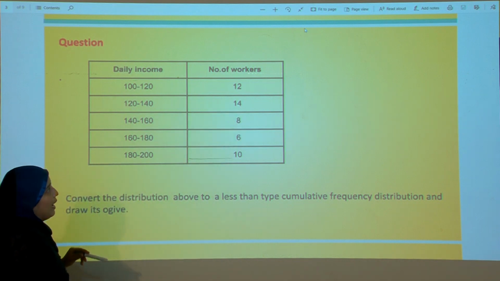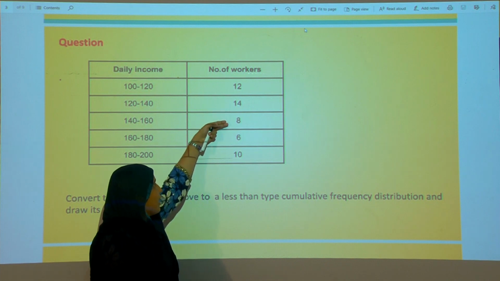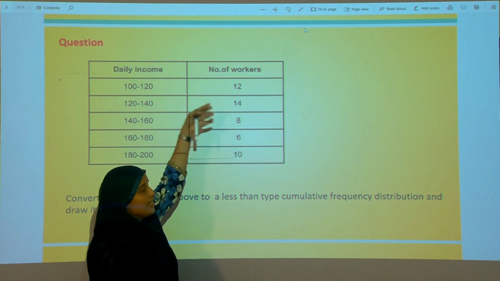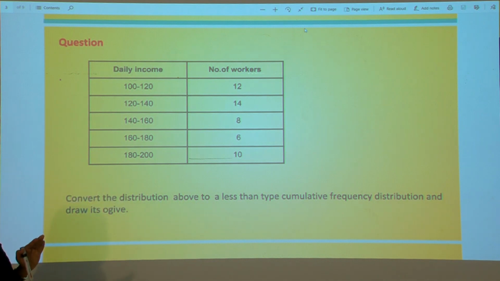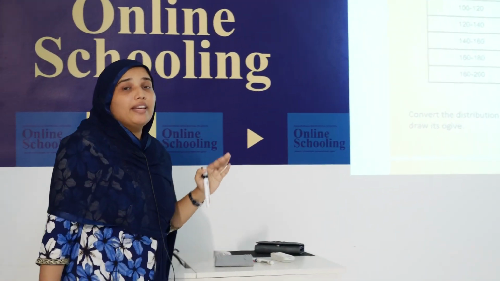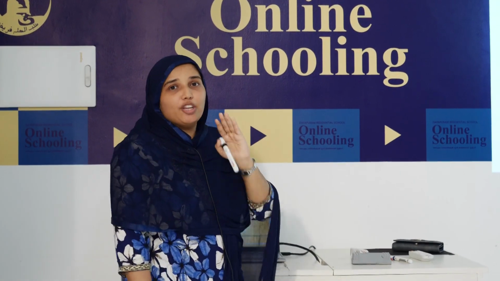So first we want to add all these frequencies, that means 12 plus 14 plus 8 plus 6 plus 10, we get 50. Now we want to change this distribution to a cumulative frequency distribution. So we know that in a less than type cumulative frequency distribution, we consider only the upper limits.